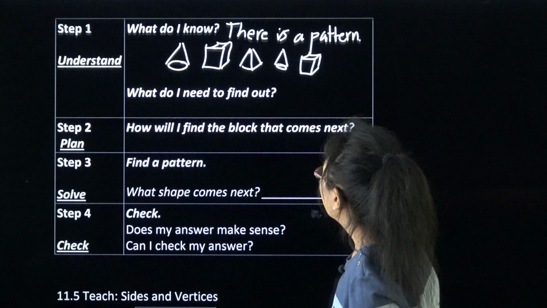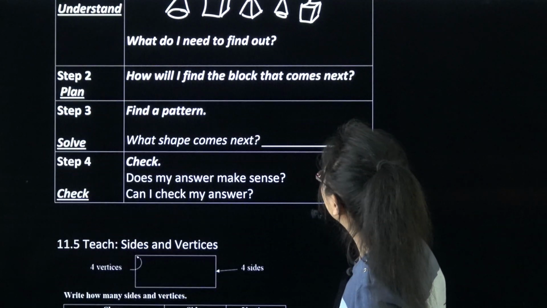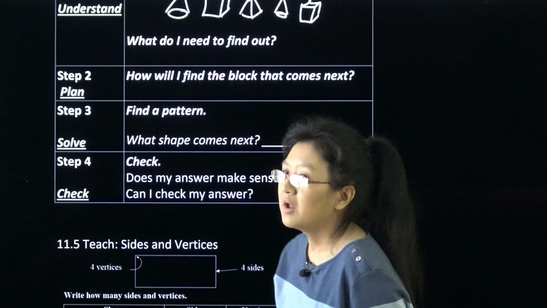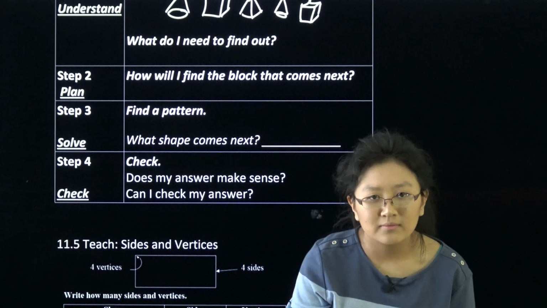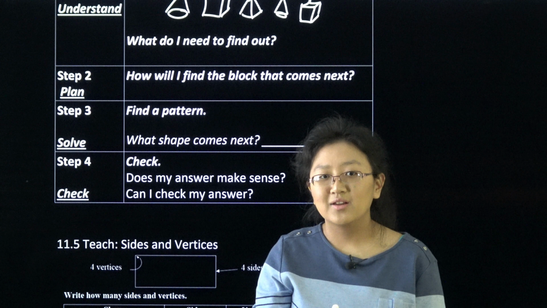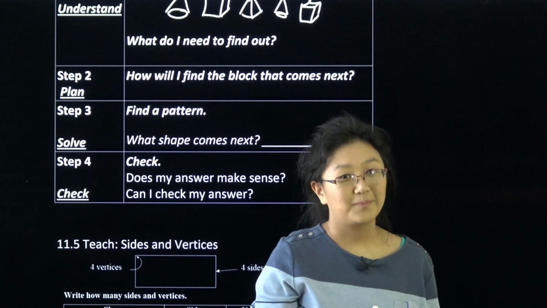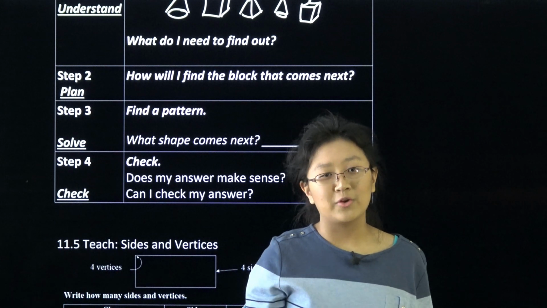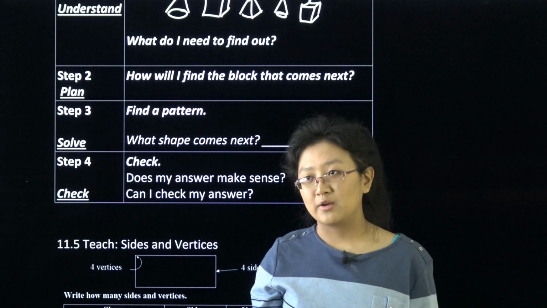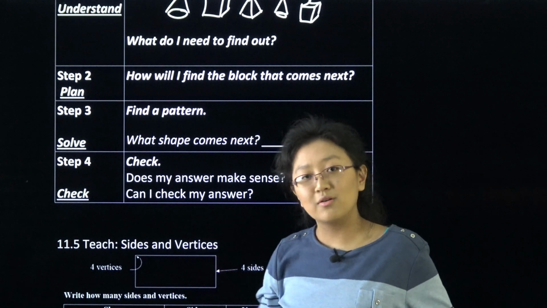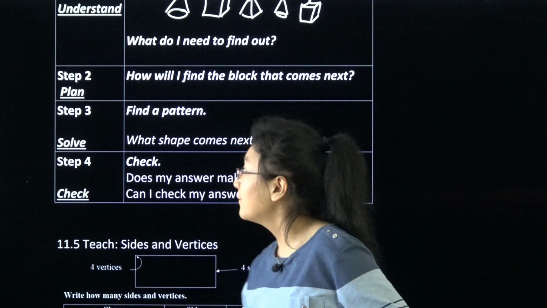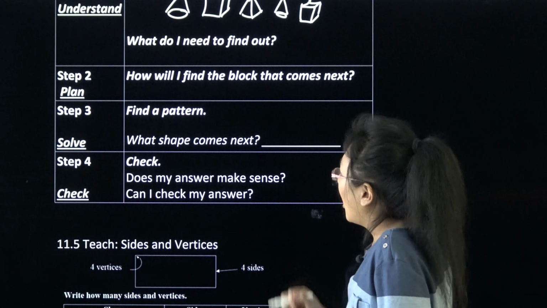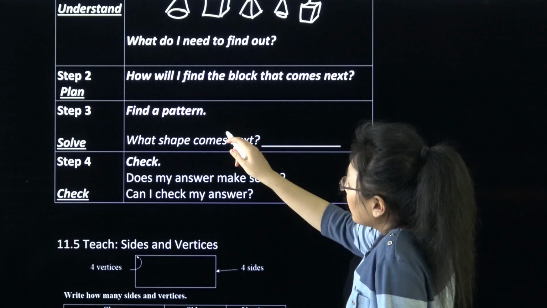Now, step 2. We plan how we're going to actually solve this question. How will I find the block that comes next? Well, usually when there's a pattern, you find which part of the pattern repeats itself. So when you know what part of the pattern repeats itself, and you know which part of the pattern you're at, then you know what is next in the pattern.